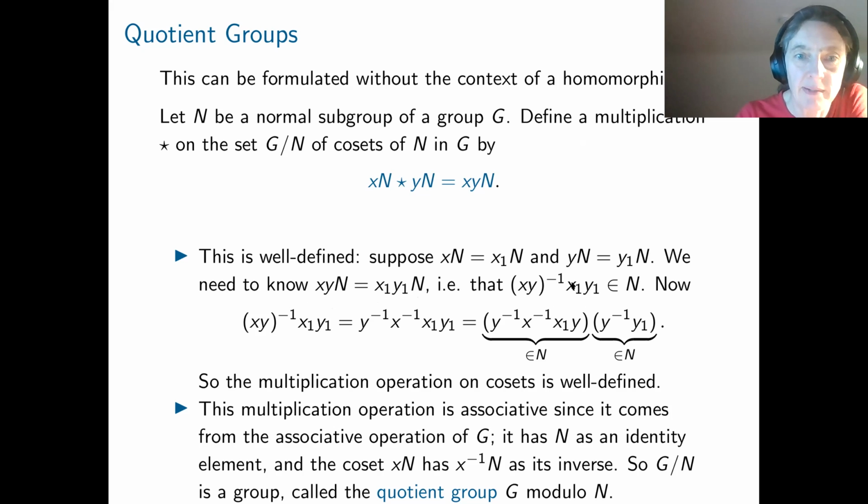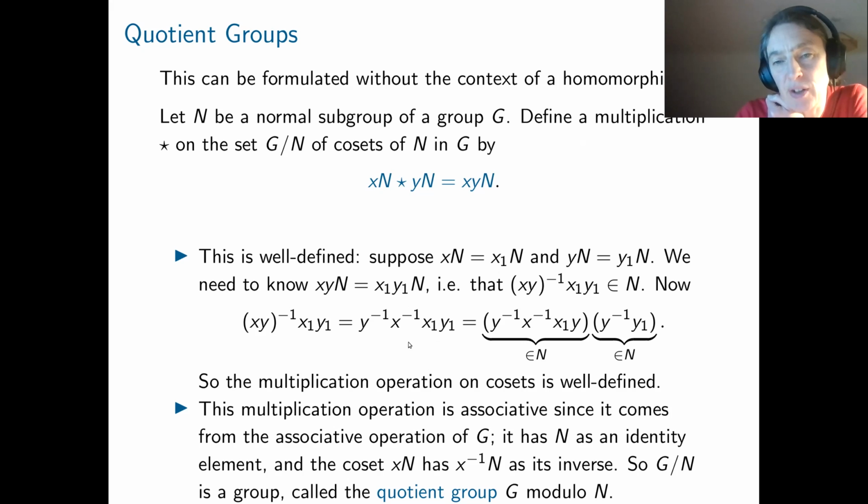Okay, so let's look at this element. The inverse of xy is y inverse x inverse. So this is y inverse x inverse x1 y1. x and x1 are in the same coset of N. That means that x inverse x1 is an element of N. So this expression we can split up into two parts and write it as y inverse times x inverse x1 times y1, knowing that x inverse x1 is an element of N.